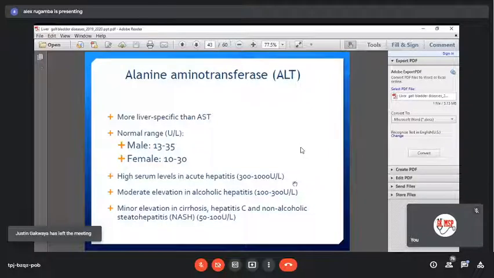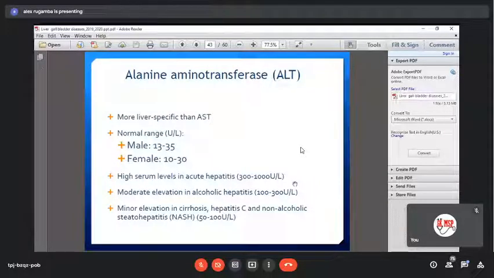Another enzyme is called alanine aminotransferase. This alanine aminotransferase is more specific to the liver than aspartate aminotransferase, because aspartate aminotransferase can also be found in the heart. So during heart infarction, during heart muscle disease, this enzyme may also be elevated. Or during other muscle diseases, this enzyme may increase.